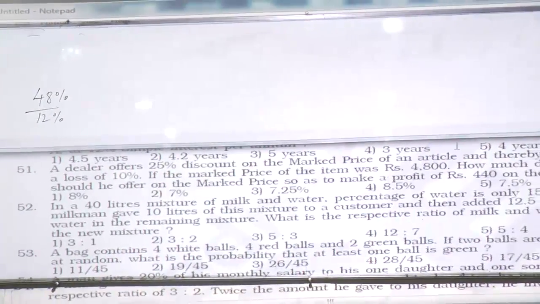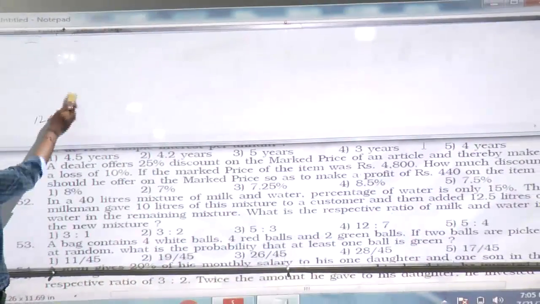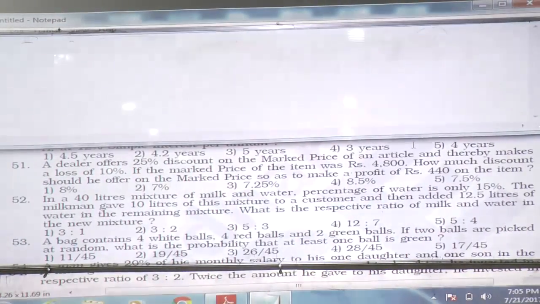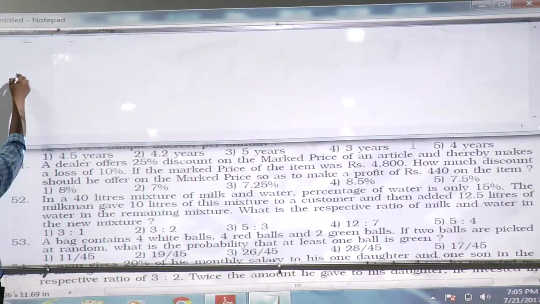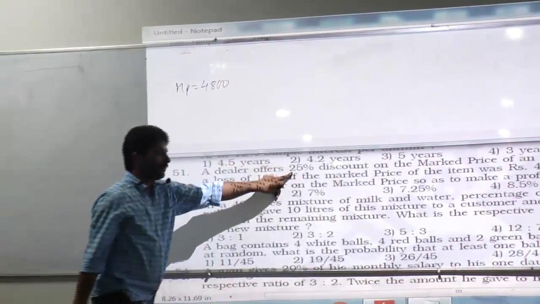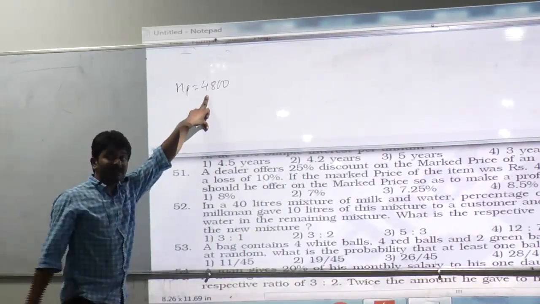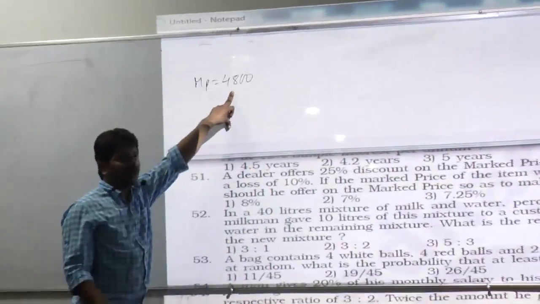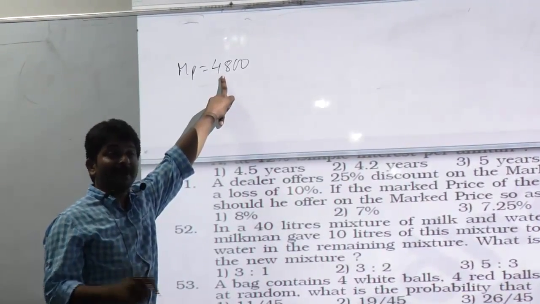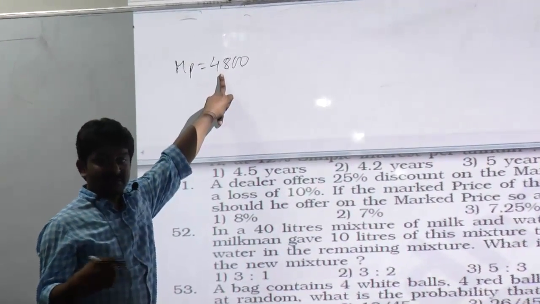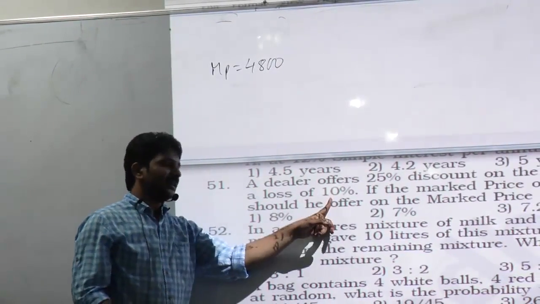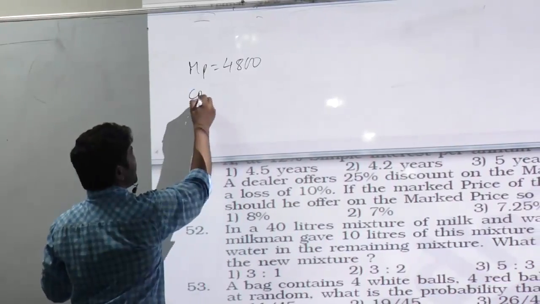Question 51: A dealer offers 25% discount on the market price of an article, thereby loses 10%. If the market price of the item is 4,800, and dealer offered 25% discount. 25% discount in the sense how much? 1,200. If 1,200 discount is offered on 4,800, selling price becomes 3,600. By selling it for 3,600, he lost 10%. Then cost price is 4,000 only, right?